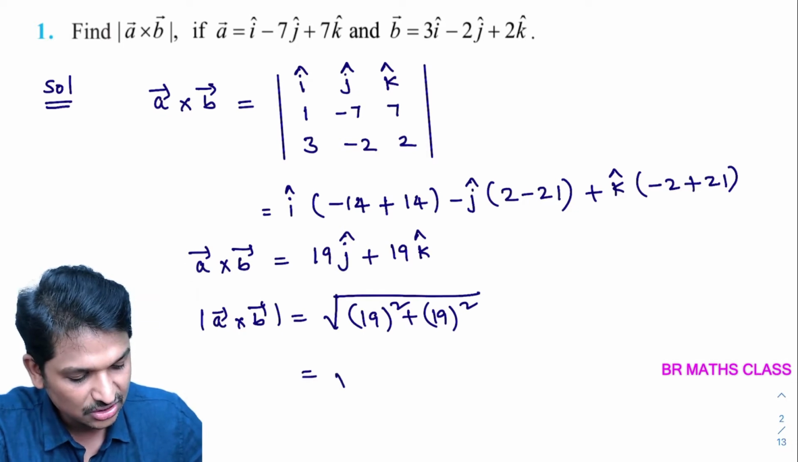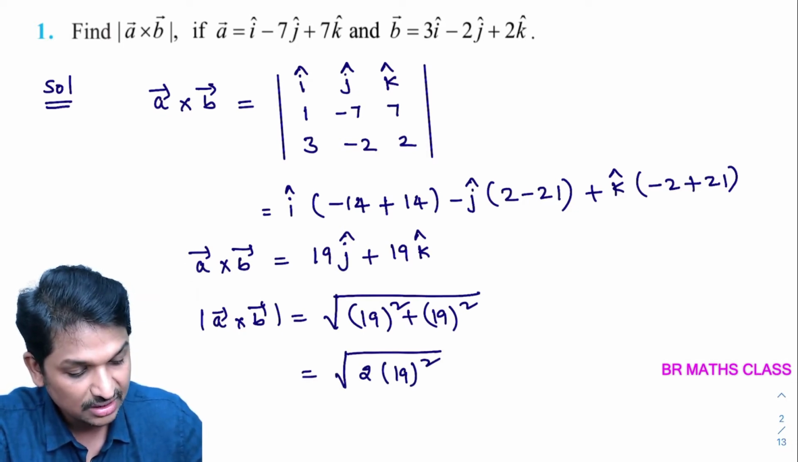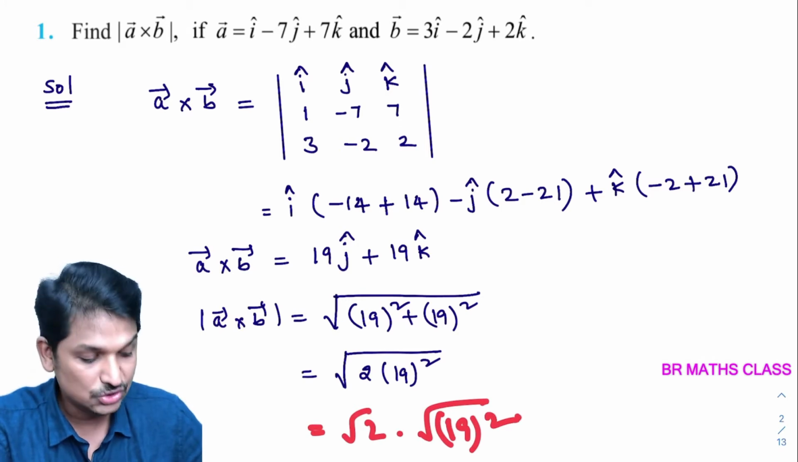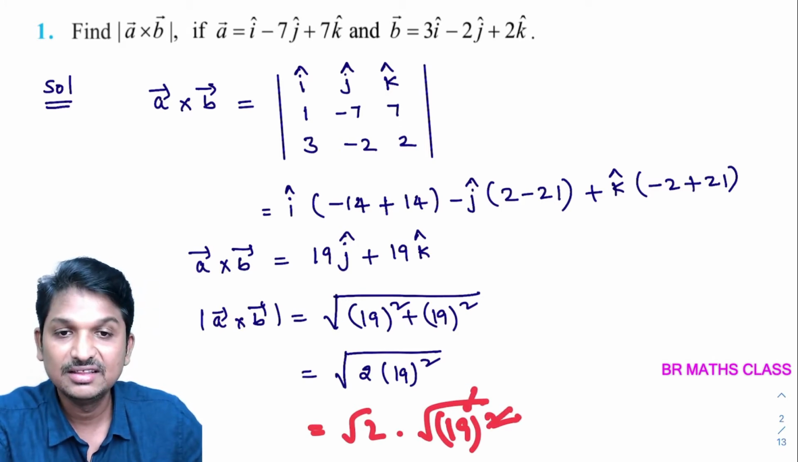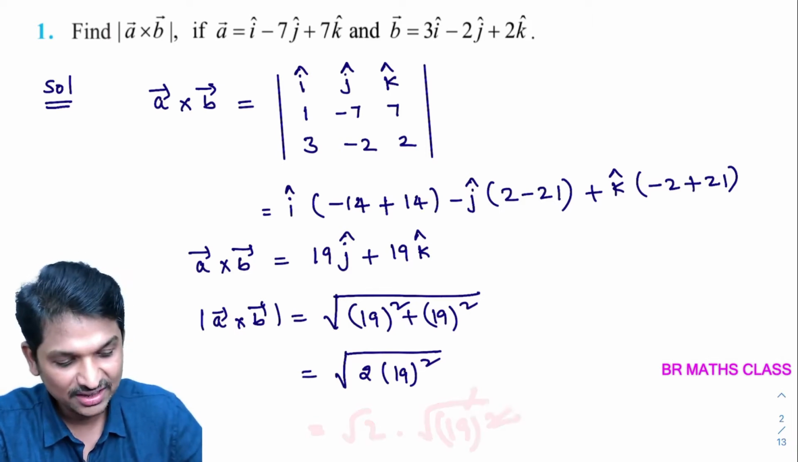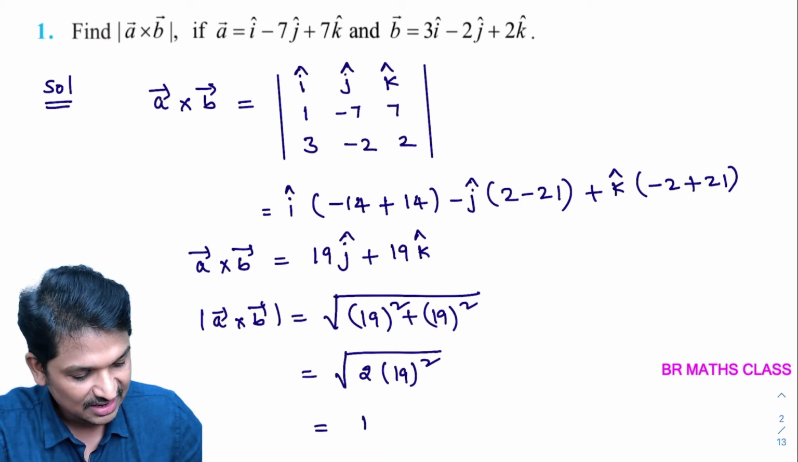This is nothing but root over 2 times 19 whole square. This can be written as root 2 into root 19 whole square. Right? This square and square root will get cancelled. Then what you will get? 19 into root 2 you will get. Correct? It can be understood easily. Okay, so this is 19 into root 2 square units.